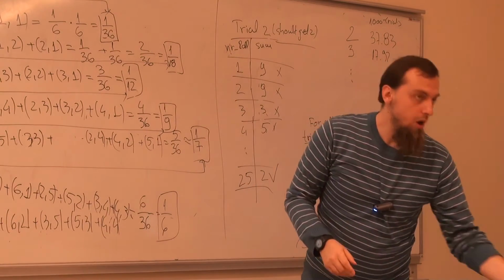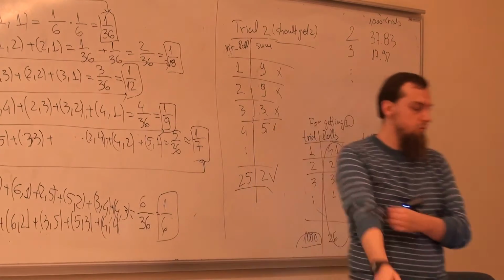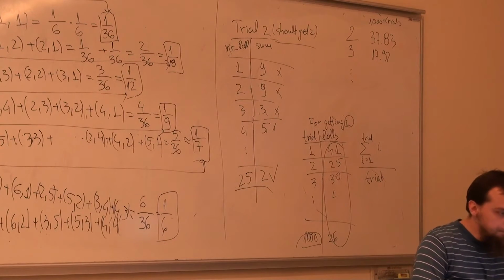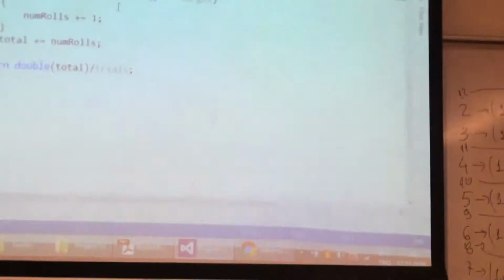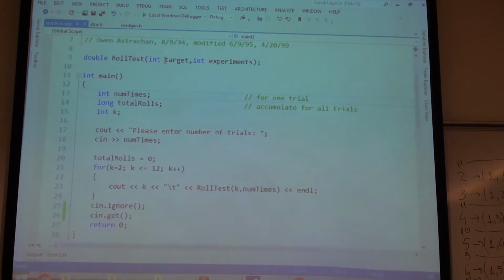So we saw how it's done. We saw the logic behind it. We saw the output node. Let's go through the code. The most important part here is the roll test. The roll test is basically what I just explained to you on the board. The target is the sum that we are targeting. In our case, it was 2, okay? And experiments is the number of trials that we saw on board.